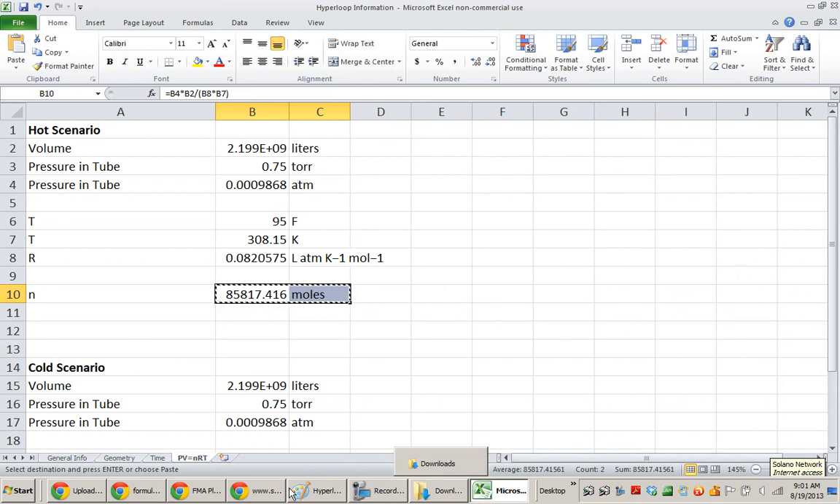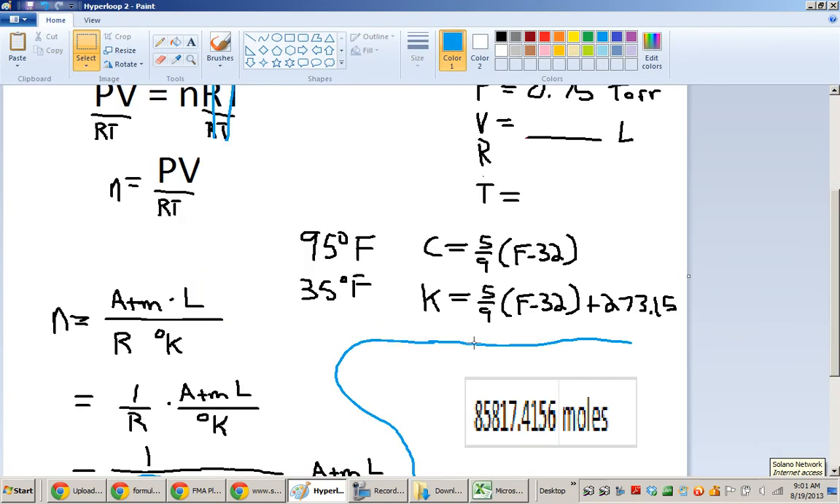Let's see here. So when we did the temperature calculation, we subtracted 32 from 95, and then we multiplied it by 5/9 and added 273.15. When you do the addition and subtraction step, you take the most accurate significant place of the least accurate number. So like this has 2 sig figs. When you do subtraction, there's still 2 sig figs.